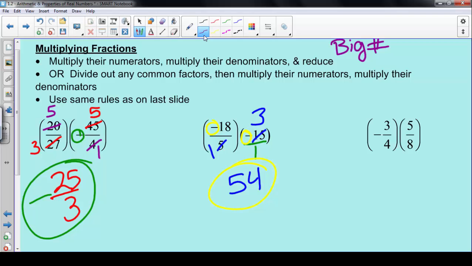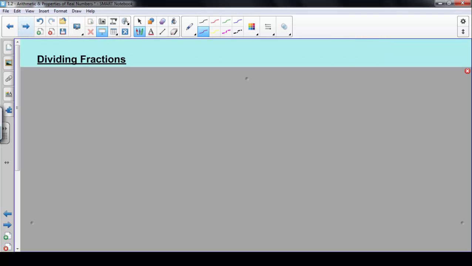Now in this last one, notice between the 3 and the 8, there's no common factor. Same with the 4 and the 5. So we can't divide anything out, so we can go ahead and just multiply across. Remember, negative times a positive is a negative.